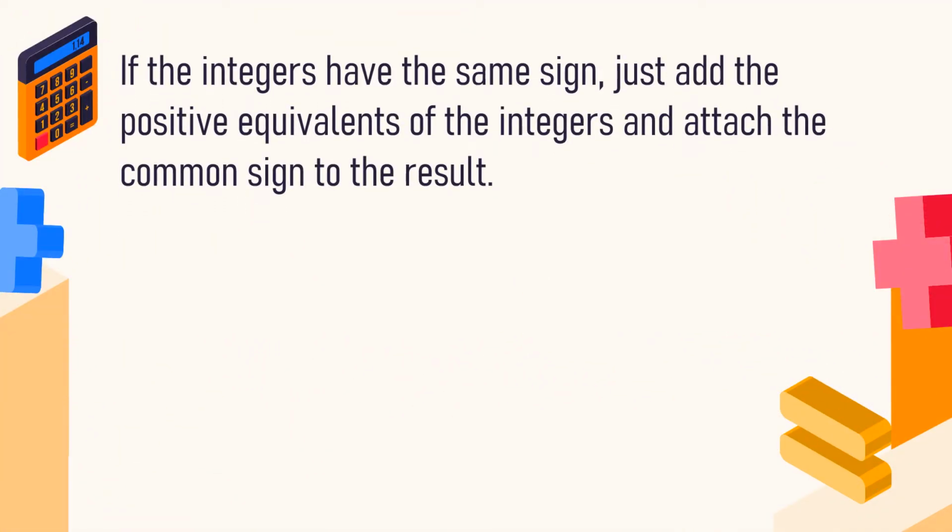If the integers have the same sign, just add the positive equivalents of the integers and attach the common sign to the result. Let's have examples. 5 plus 4. Since they are both positive, the result will also be positive. So 5 plus 4 is equal to 9.